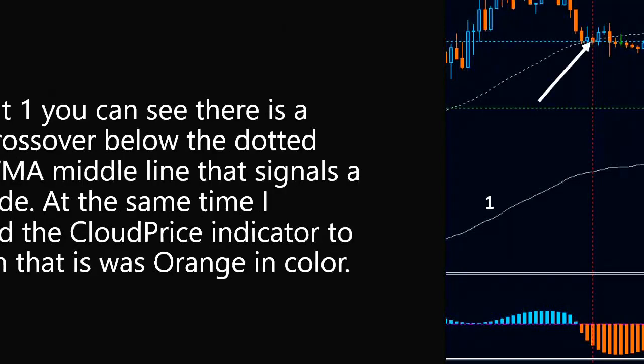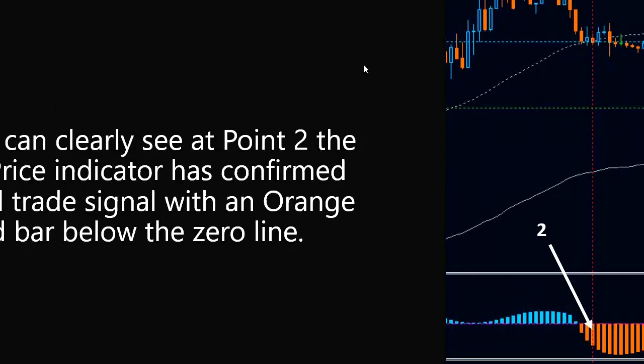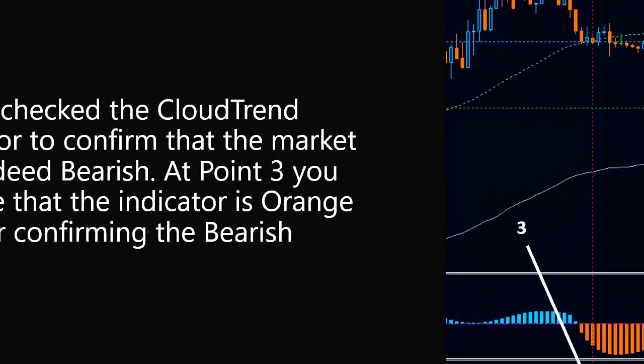At point 1, you can see that there is a clear crossover below the dotted cloud TMA middle line that signals a sell trade. At the same time, I checked the cloud price indicator to confirm that this was orange in color. As you can clearly see at point 2, the cloud price indicator has confirmed the sell trade signal with an orange colored bar below the 0 line.